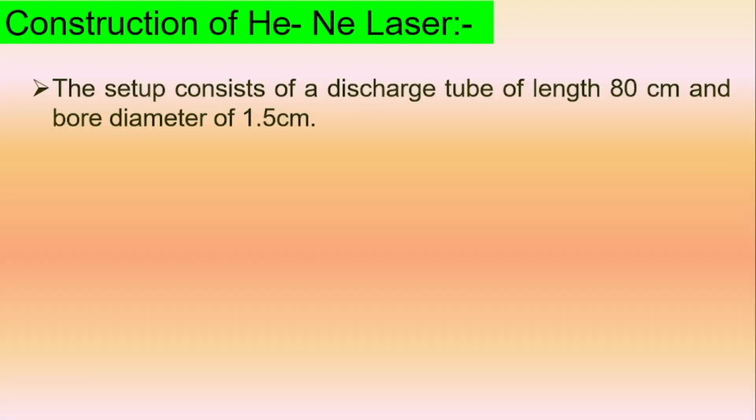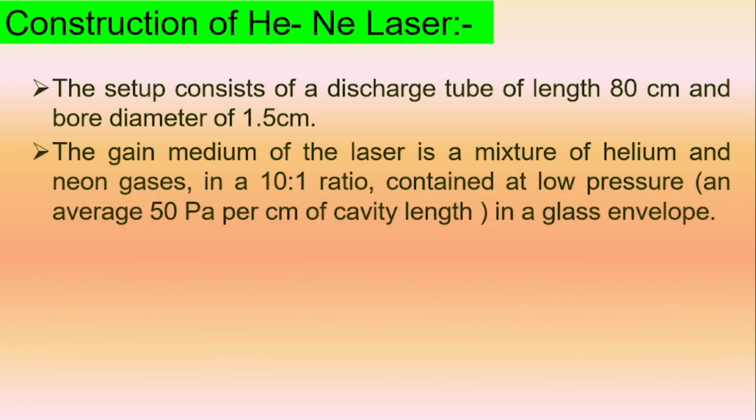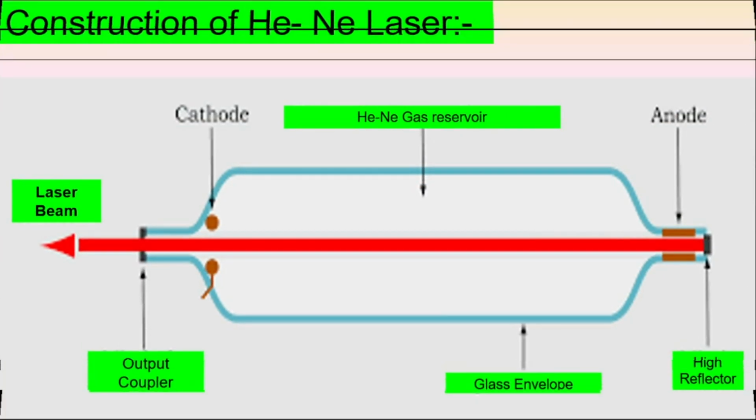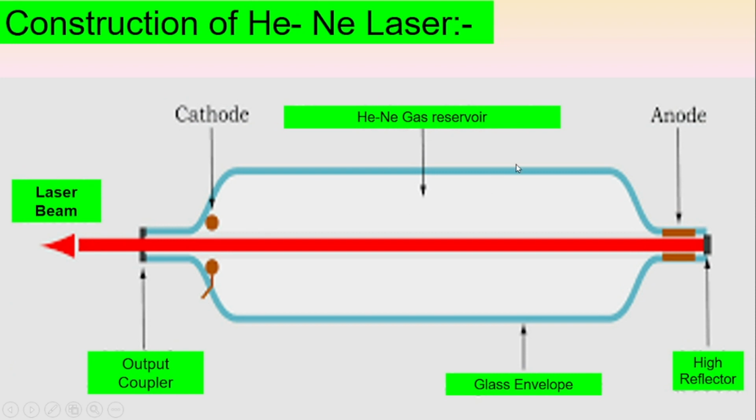Now let us see again the construction of the helium neon laser. The setup consists of a discharge tube of length 80 centimeter and bore diameter of 1.5 centimeter. That means this is the discharge tube.